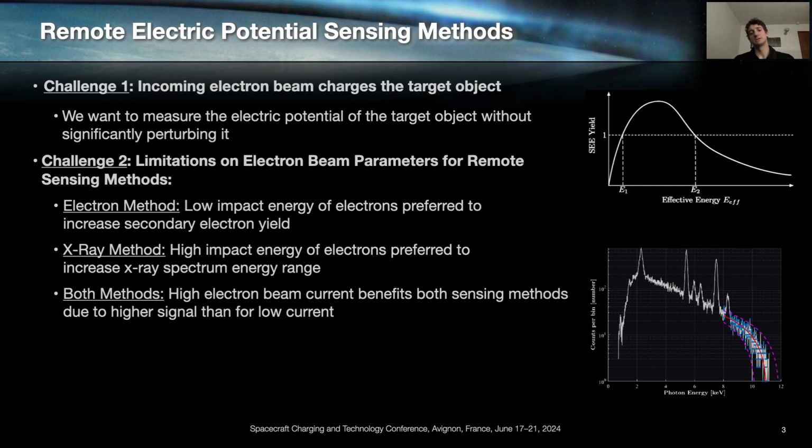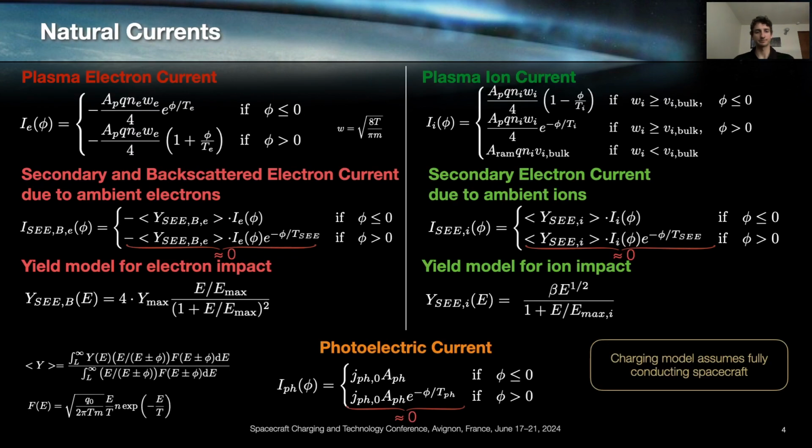Both methods generally benefit from a high electron beam current because this will result in a higher signal, which is generally better for estimating the potential.